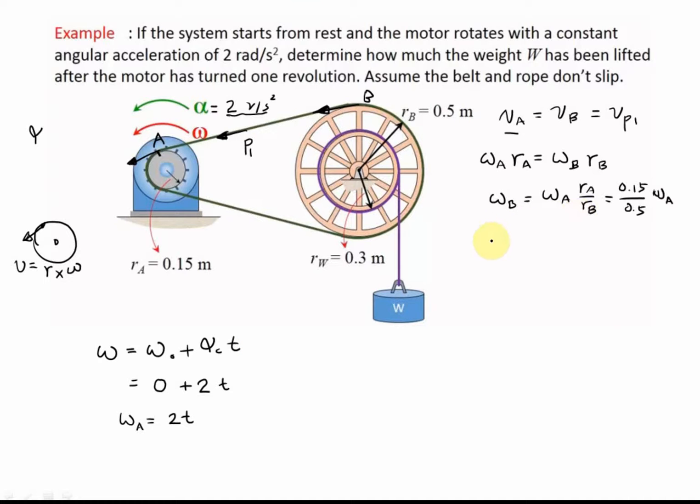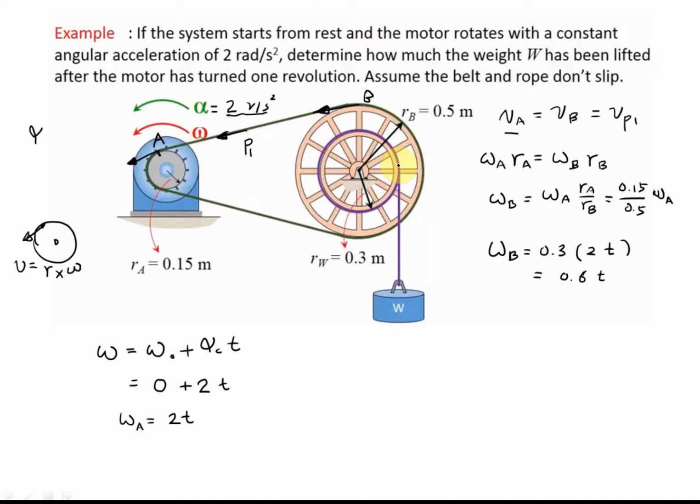So then we replace: this is 0.3, omega A is 2t, okay? So this one becomes 0.6t. So we figured out what would be the angular velocity of the larger wheel as a function of time.